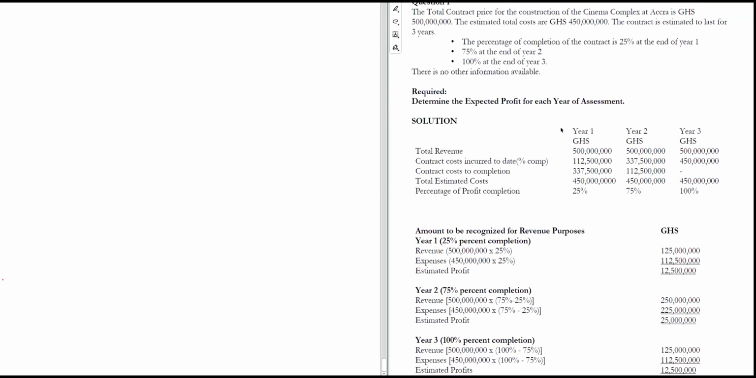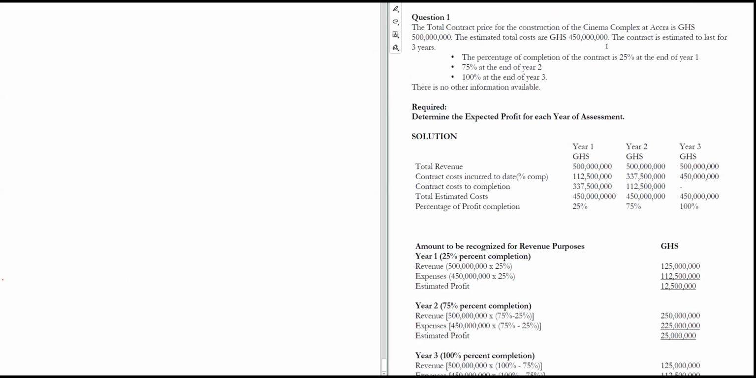So what you can do is that you can even estimate the total cost, right? Straightforward. So the total revenue is the contract price, which is still the same for each year. Now the contract cost incurred to date: if they tell you it's 25% complete, that means 25% of the costs have been incurred to date, right? So I just take 25% of the total cost, 75% of that, and 100% of that will tell me the total cost that I've incurred, right?